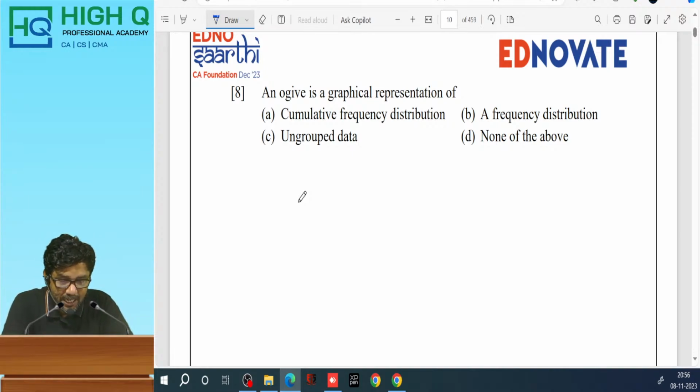And ogive is a graphical representation of what? Cumulative frequency distribution, ungrouped data, none of the above. I want the answer fast. Yes. Very good. See how beautifully you are giving the answers now.